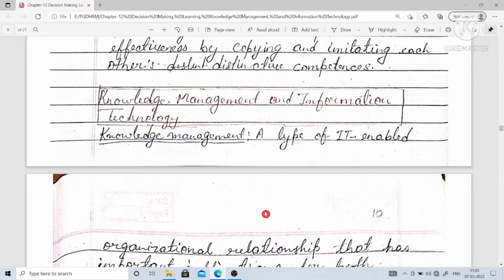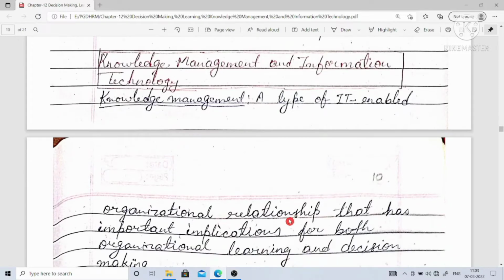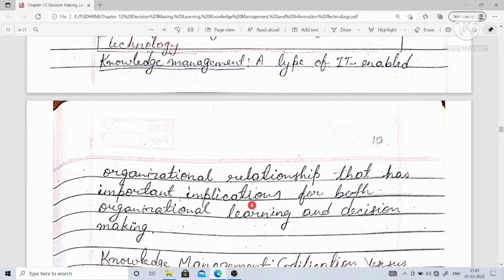Before going into detail, what is knowledge management? It is a type of IT enabled organizational relationship that has important implications for both organizational learning and decision making. In knowledge management, we use IT, information technology.